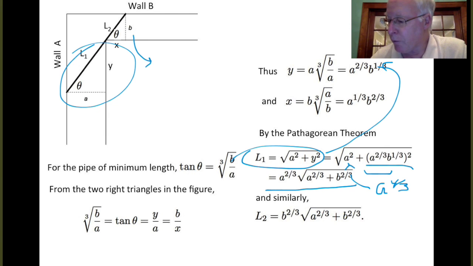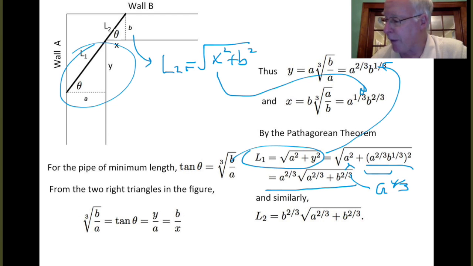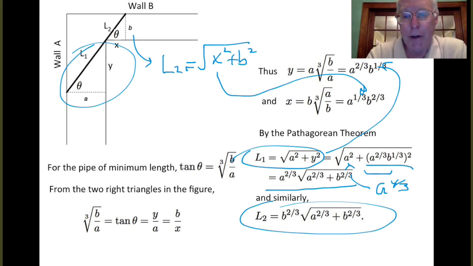And for L2, very similar. L2 will be the square root of x squared plus b squared. And we'll just put in this value for x, the a to the 1/3, b to the 2/3, and do similar algebra to find L2 turns out to be that. So get out your paper, make sure you can work through this algebra of exponents to verify L1 and L2 do turn out as we have there.